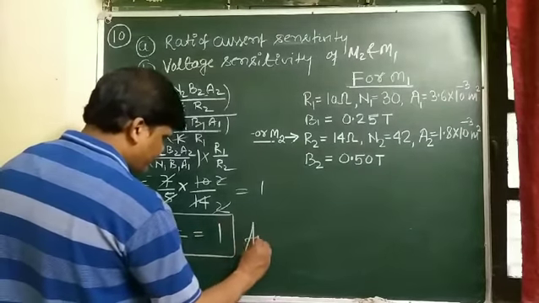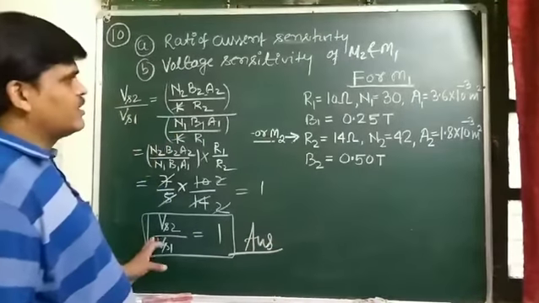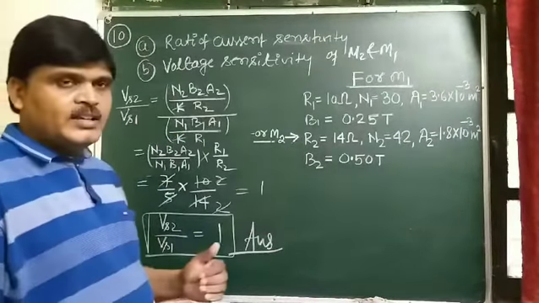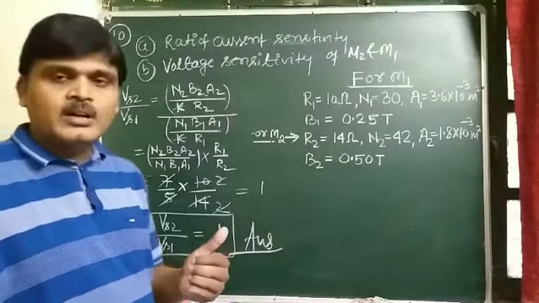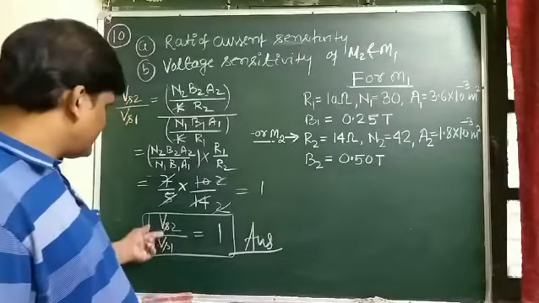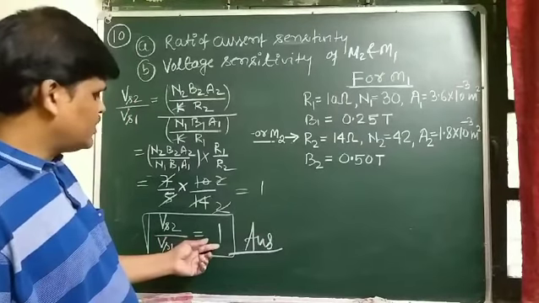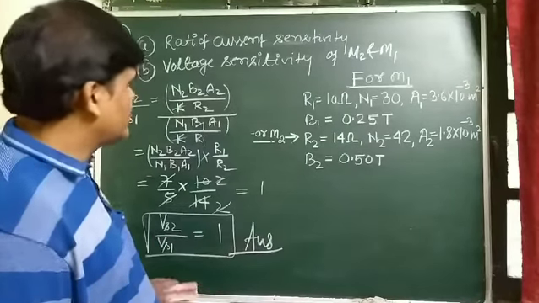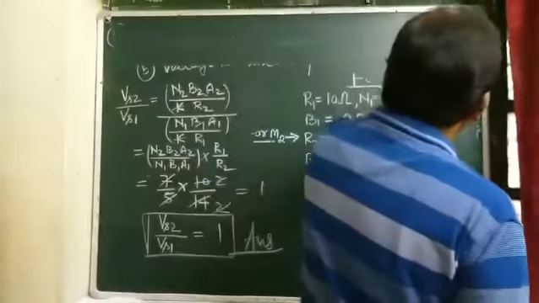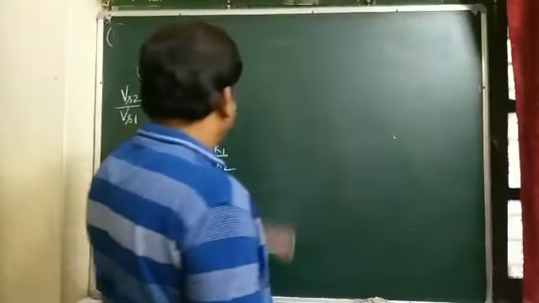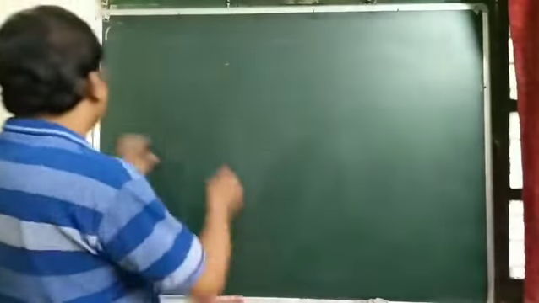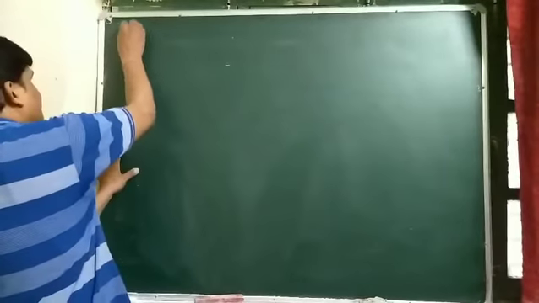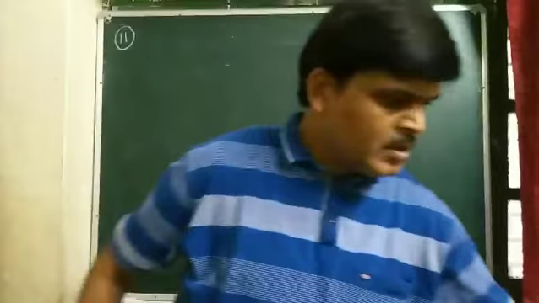This is the answer. So IS2 by IS1 comes out to be 7 by 5 or 1.4, and VS2 by VS1 comes out to be 1. And next question, question number 11. Listen carefully. Question number 11.